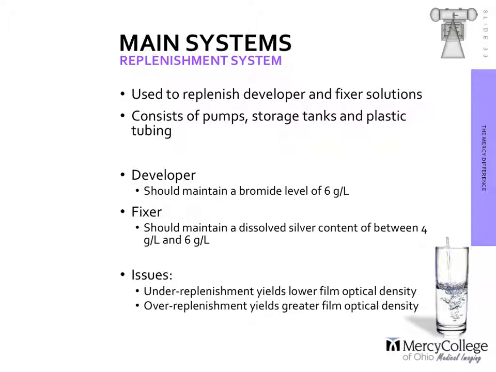Fixer, same type of idea, except we're between 4 and 6, and it's not about bromide, but it's about the amount of dissolved silver. So certainly something to look at, and the replenishment system is going to help make sure that our chemistry levels are appropriate for accurate film processing.